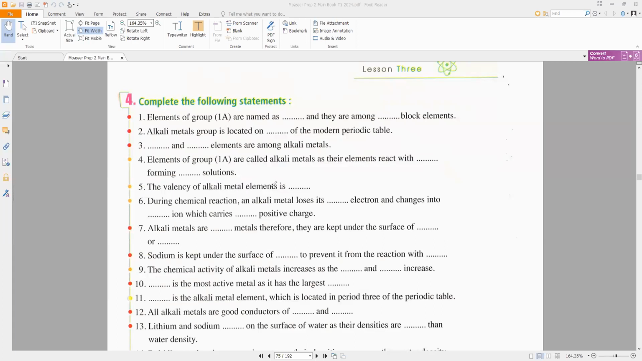The valency of alkali elements is monovalent. Monovalent. Which alkali metal is located in period 3? Period 3 has three energy levels. Three energy levels is sodium.